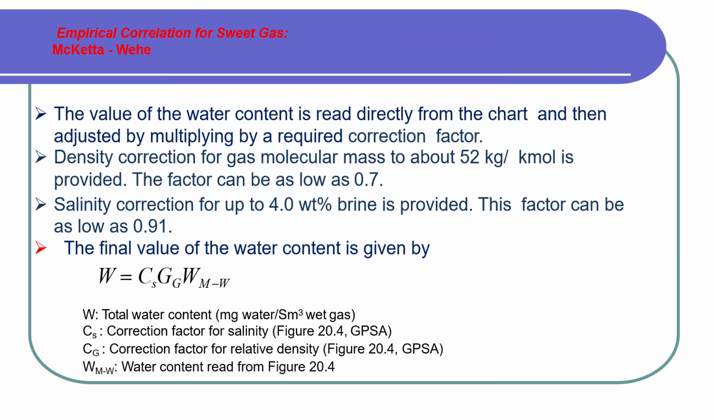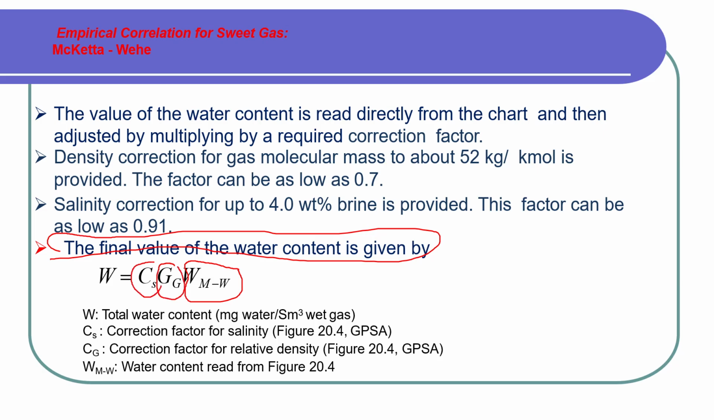Now, how do you obtain the actual or the final water content in the gas stream? You obtain W_MW, which is the value of the water content that you obtain from the chart, and then you get one correction factor for the gravity and one correction factor for the salinity. Then you multiply all these factors with the values that you have read already from the chart.